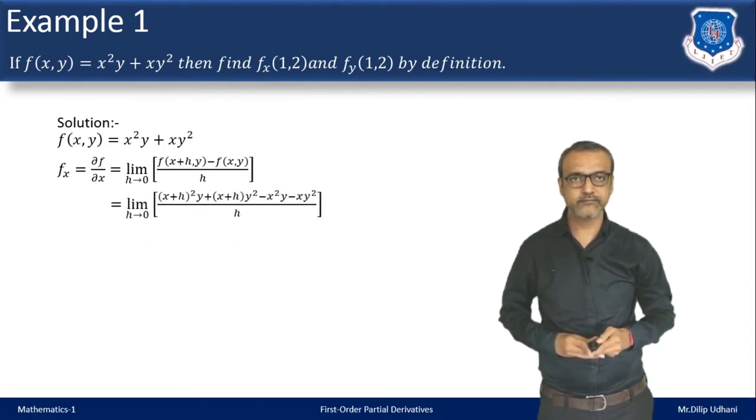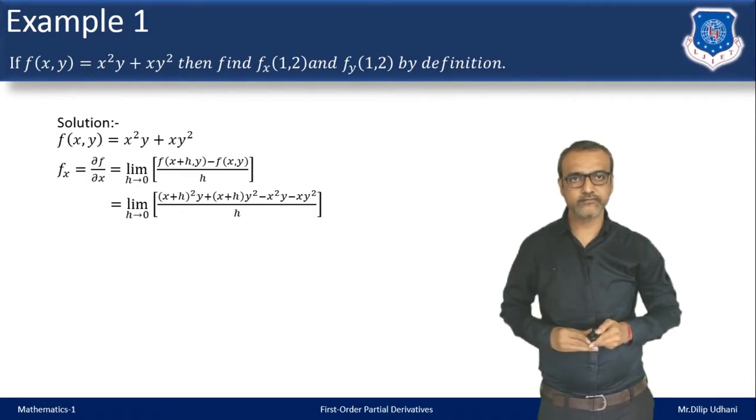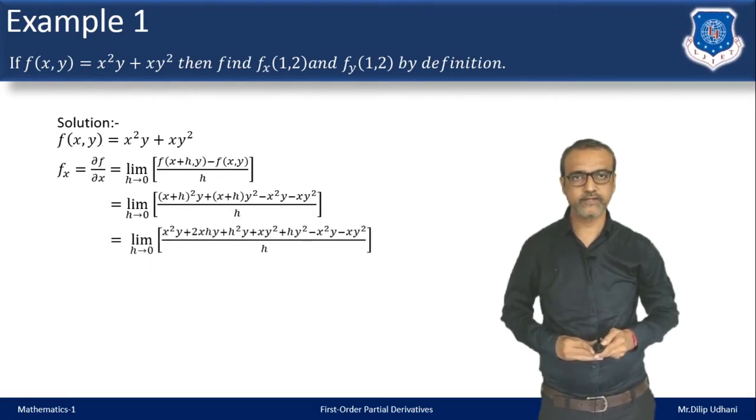So replacing x by x plus h, limit h tends to 0, it will be x plus h the whole square and y will be as it is. Then after the plus sign, the second term is x y square, so replacing x by x plus h and y square is the same. Then after minus function of x comma y, and function of x comma y is x square y plus x y square, but outside there is a minus sign, so it will become minus x square y minus x y square, divided by h. Now we have to simplify this result.